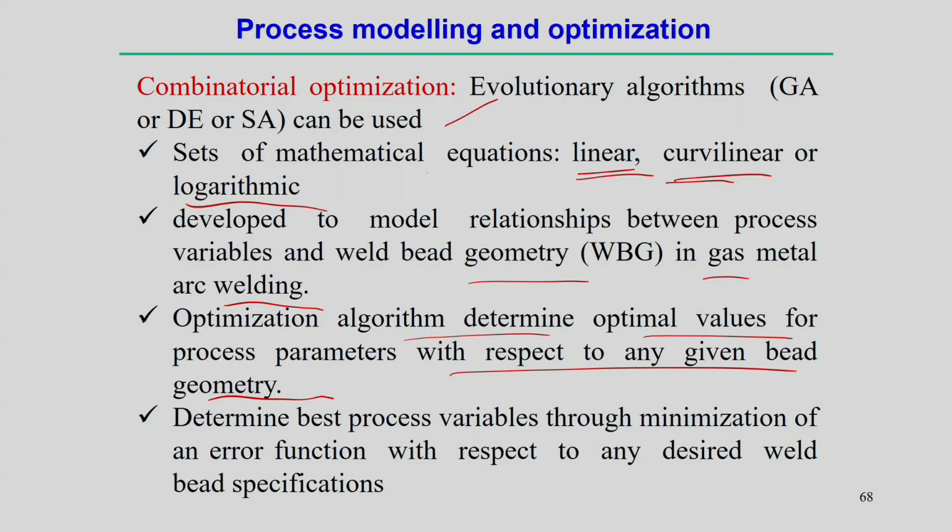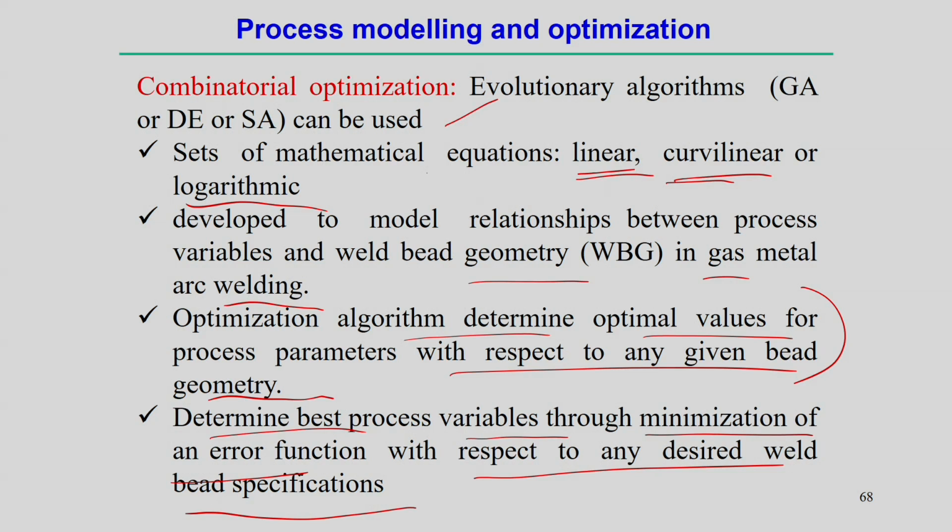Then if the output parameters are not desirable, it tests the next set of the population. That is why it moves on and tries to estimate the optimum parameters for a particular desired output. Then it determines the best process variables through minimization of the error function with respect to the specification. So, the optimization algorithm calculates, for a particular set of the input, one particular set of the output.